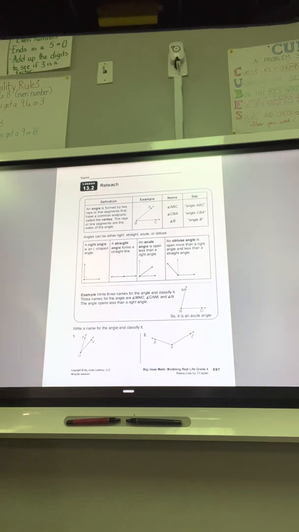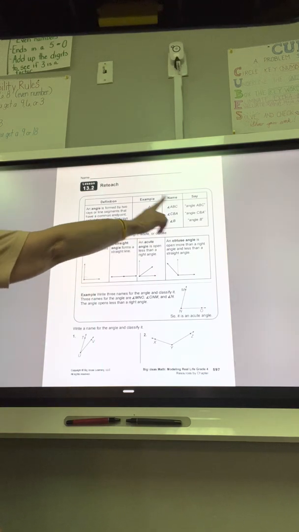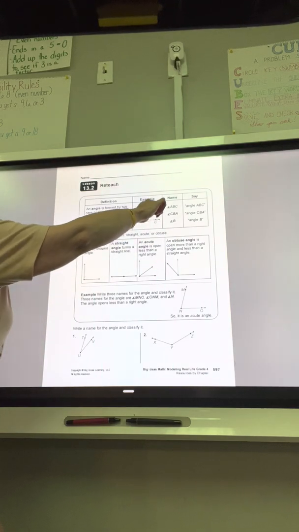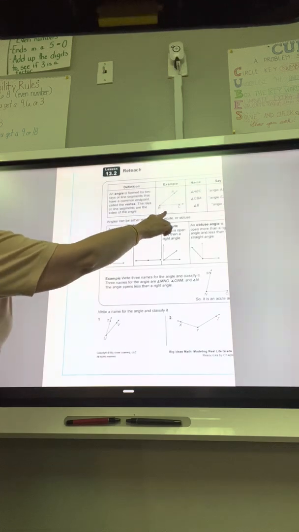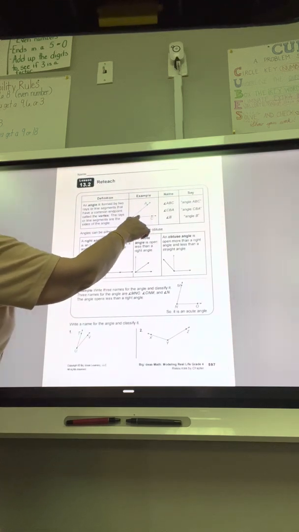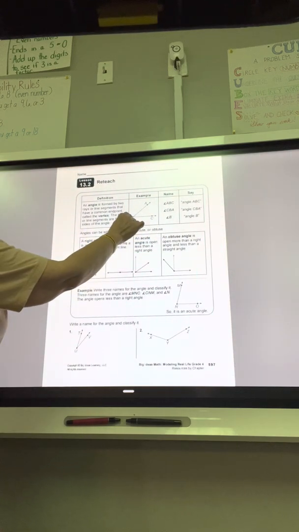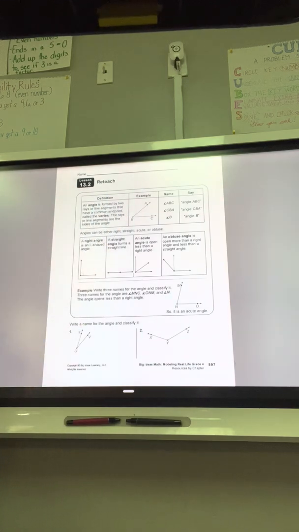So, do you see how we have a ray here, and then we have a ray here, and they share the endpoint? Do you see how they both share letter B? So that is called the vertex. The point where they share, the common endpoint, is the vertex. The rays or line segments are the sides of that angle.